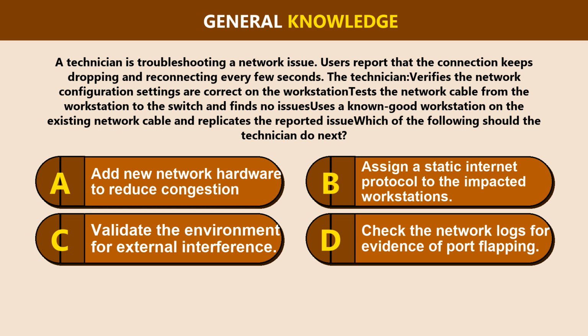The technician verifies the network configuration settings are correct on the workstation, tests the network cable from the workstation to the switch and finds no issues, uses a known good workstation on the existing network cable and replicates the reported issue. Which of the following should the technician do next? Option A, add new network hardware to reduce congestion. Option B, assign a static Internet protocol to the impacted workstations. Option C, validate the environment for external interference. Option D, check the network logs for evidence of port flapping.